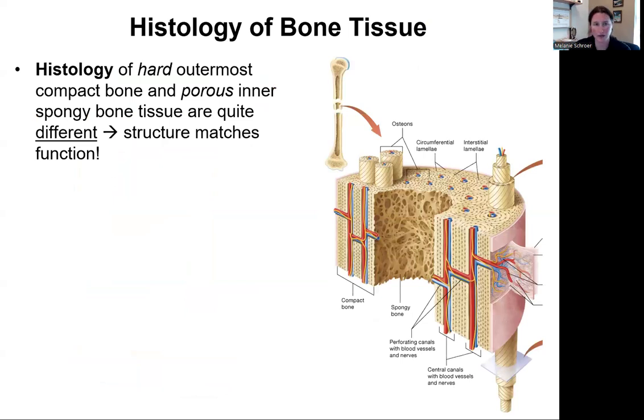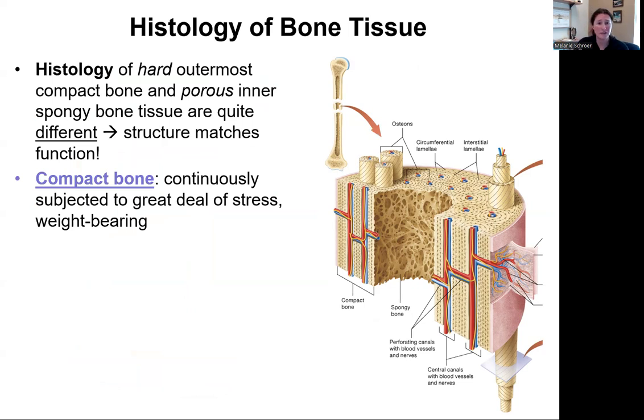If we zoom in and look at bone tissue, we see that the outer shell is compact bone. Compact bone is, of course, structured very differently than spongy bone, which is all the way on the inside. As always, I want you to think about how the structure matches the function. Compact bone is the shell on the outside. It's going to be subjected to a ton of stress, almost always in the same direction.